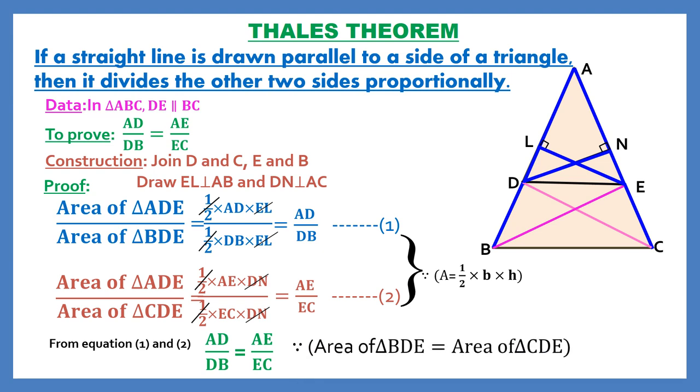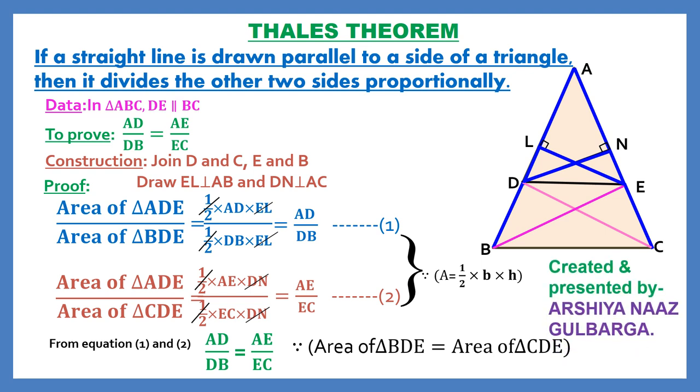This is because area of triangle BDE is equal to area of triangle CDE, because they lie between the two parallel lines DE and BC. So the right side of the equations, AD divided by DB is equal to AE by EC. These are equal.